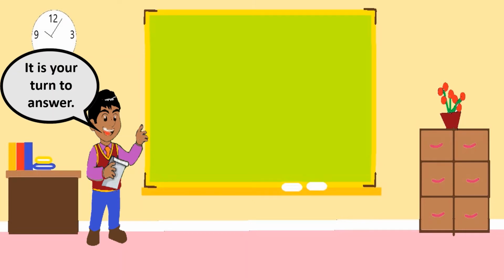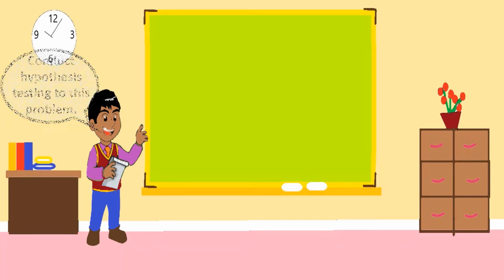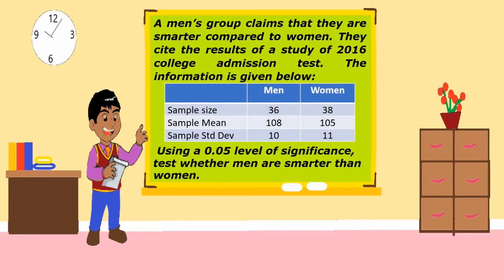It is your turn to answer. Conduct hypothesis testing to this problem. A men's group claims that they are smarter compared to women. They cite the result of a study of 2016 college admission test. The information is given below.